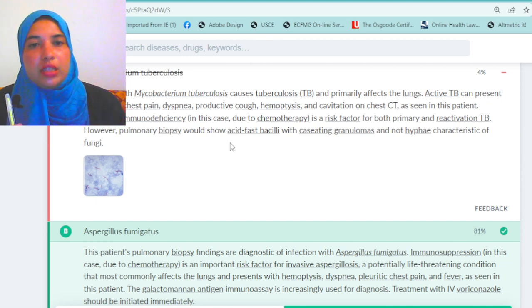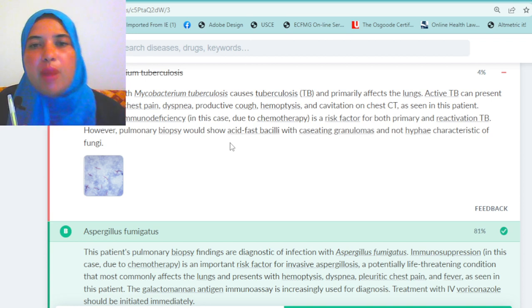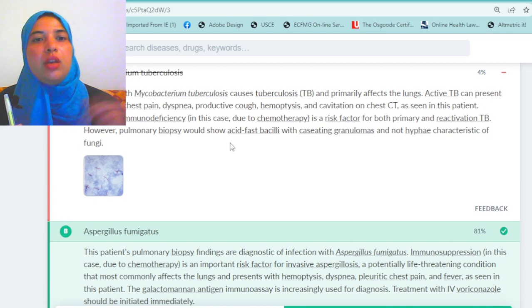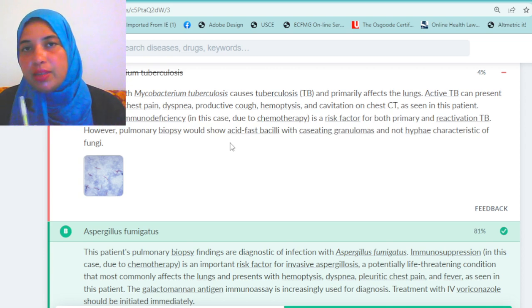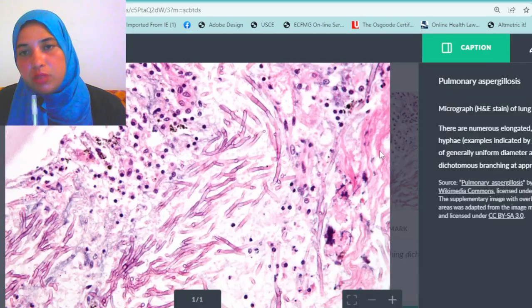It's going to tell you Mycobacterium tuberculosis causes TB, and primarily affects the lungs. Active TB can present with fever, chest pain, dyspnea, productive cough, hemoptysis, and cavitation on chest CT as seen in this patient. So there's similarities, okay? Moreover, immune deficiency in this case is a risk factor for both the TB and reactivation. However, pulmonary biopsy would show something else. The acid-fast bacilli will not show you this. You won't see this in TB.